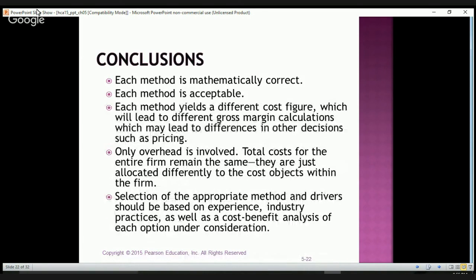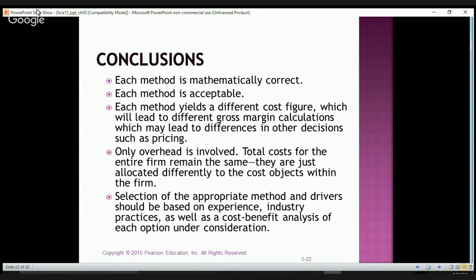ABC is an alternate way of allocating costs. It is generally considered to be more accurate and more costly to implement. A company should consider refining their cost system when evidence begins to suggest that their existing cost system is flawed. For Platinum, that occurred when they were in danger of losing business due to the higher price.